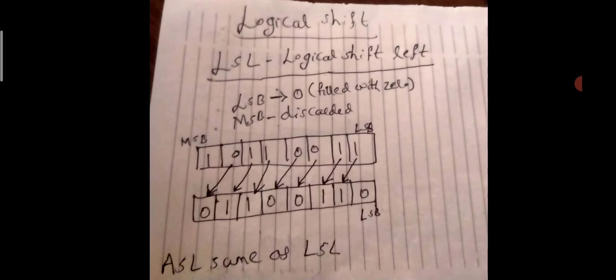Next, logical shift left. On the left side we are shifting one bit. ASL, arithmetic shift left, is actually the same as logical shift left. Each bit I am shifting left one bit. At that time what happens, the LSB position is filled with 0, and the MSB is discarded. Then next is MOV R0, logical shift left 1. I have told you it is nothing but multiply by 2. 1 0, if I shift logical shift left, it will become 1 0 0. So 2 will become 4.